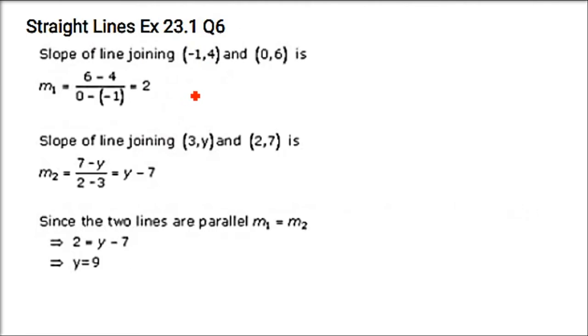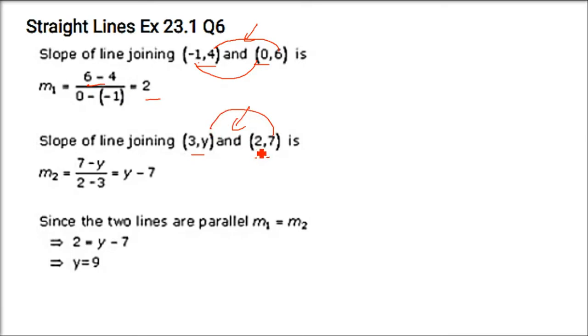What is the value of y so that the line 3, y and 2, 7 is parallel to the line which is passing through minus 1, 4 and 0, 6? So the first line is this one, and you have the second line also, and these two are parallel. Parallel means the slopes have to be equal. We have to find the slope of the first line, the slope of the second line, and equate them. So 6 minus 4 by 0 minus of minus 1, you are going to get 2 by 1, so 2 is the slope of the first line.